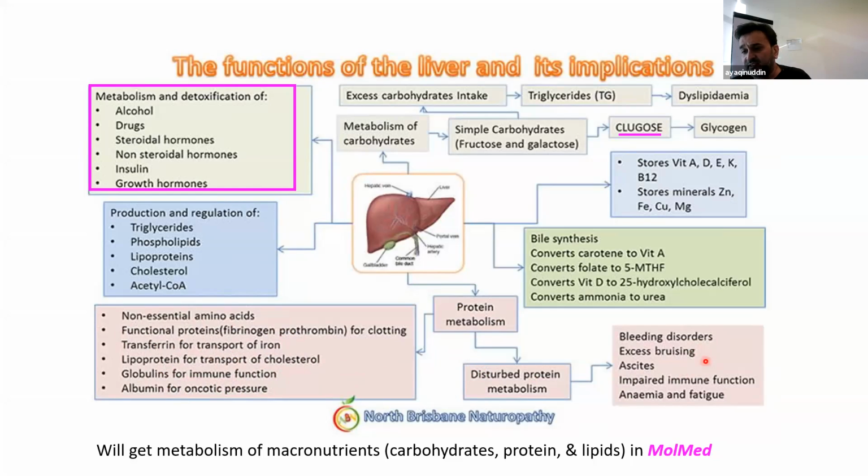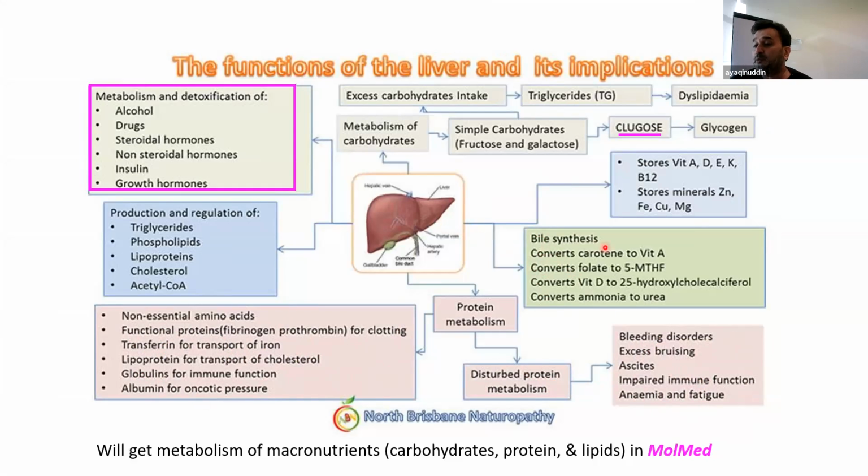It can lead to excessive bruising because you are not making essential proteins which are required. It can lead to ascites because the albumin is not produced and the oncotic pressure is reduced. It can lead to impaired immune function because globulin is not produced. It can lead to anemia and fatigue because you are not producing transferrin, which is important to transport iron. So disturbed protein metabolism can lead to all these problems.